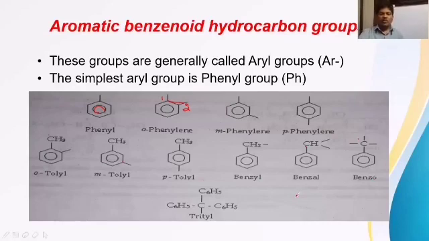Okay, so this type of group is called aromatic benzenoid hydrocarbon groups. So today we have discussed different types of hydrocarbon groups, such as alicyclic hydrocarbon groups and aromatic hydrocarbon groups.